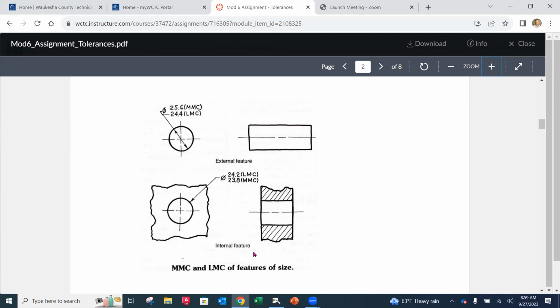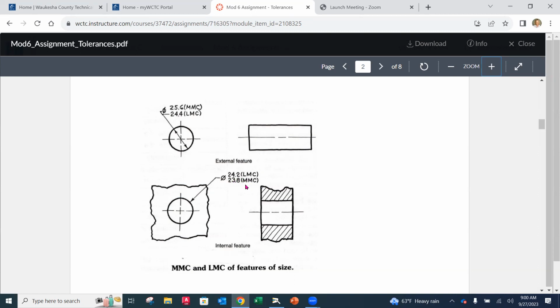Okay. And so in this case, notice the difference. The MMC size is the smallest size on an internal feature. It's the largest size on an external feature. It's the smallest size on an internal feature. Okay. And then the LMC is the largest size on an internal feature. So the 24.2 is my LMC. The 23.8 is my MMC.